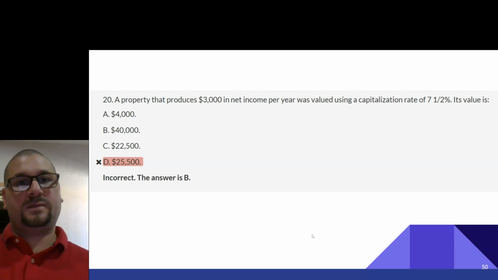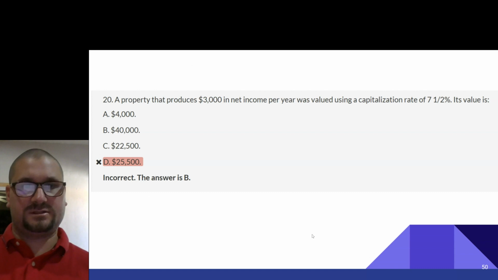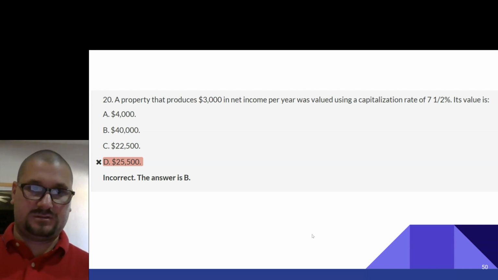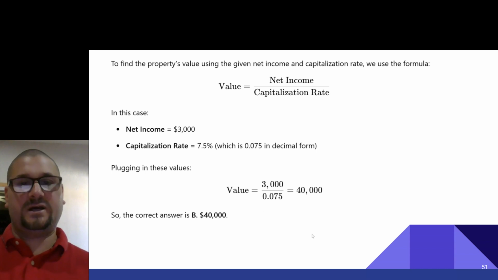A property that produces $3,000 in net income per year was valued using a capitalization rate of 7.5%. Its value is $40,000. So the value is equal to the net income divided by the cap rate.